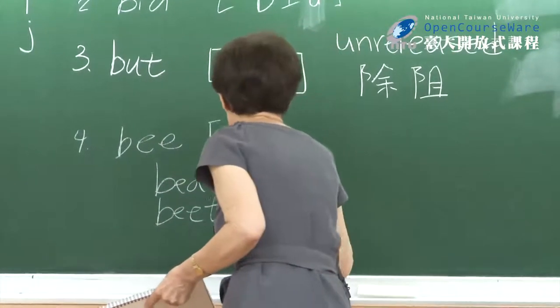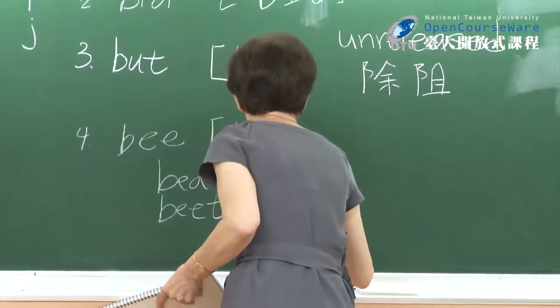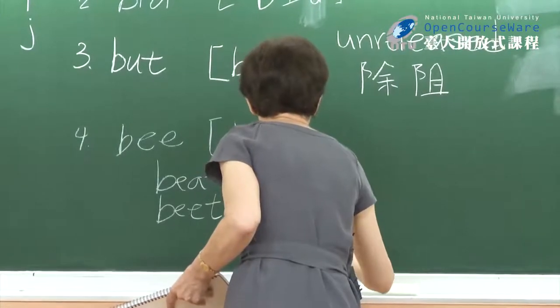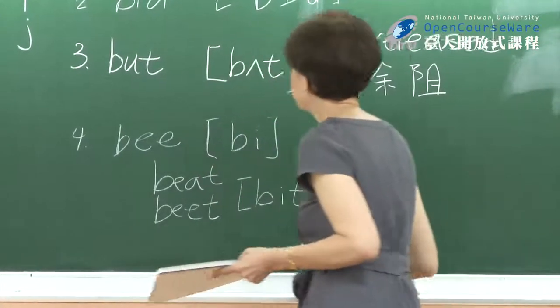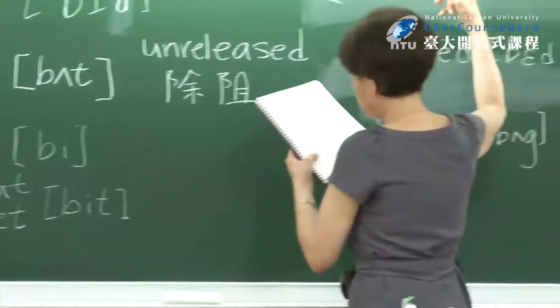这个是甜菜. And the first one is pie. Beat. Okay? Five. Bad.